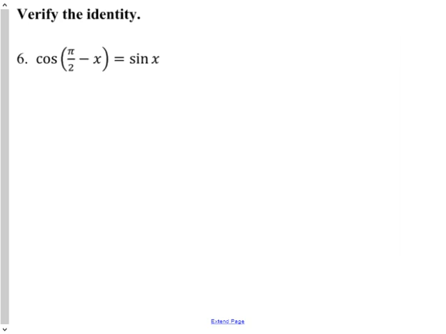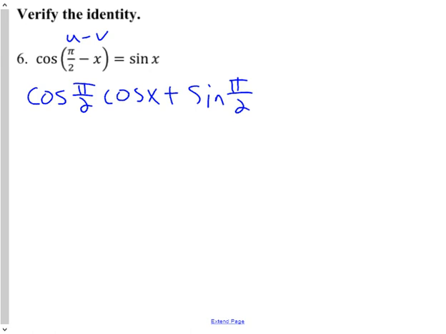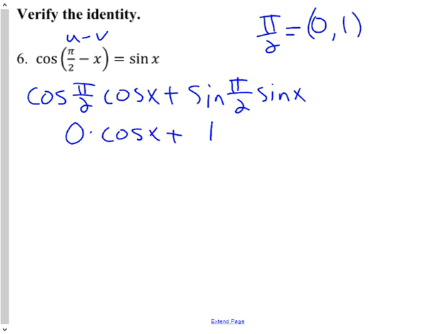Next, verifying the identities. Although I showed you graphically how these identities work, they can be proved using these formulas. So cosine of u minus v: cosine of pi/2 cosine x plus sine of pi/2 sine x. And what do you know? Pi/2 is the point (0, 1): 0 for cosine values, 1 for sine values. So 0 times cosine of x plus 1 times sine of x. That left side is going to cancel. We get sine of x, which matches what we were trying to do.